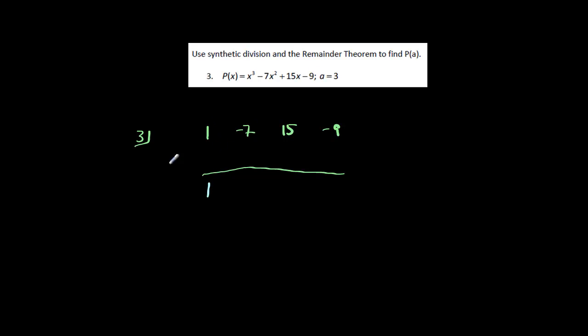So drop the 1, multiply, add down, multiply, add down, multiply, add down. So our answer is going to be 0. Because your answer when you're using the remainder theorem in division, synthetic division, is the remainder.